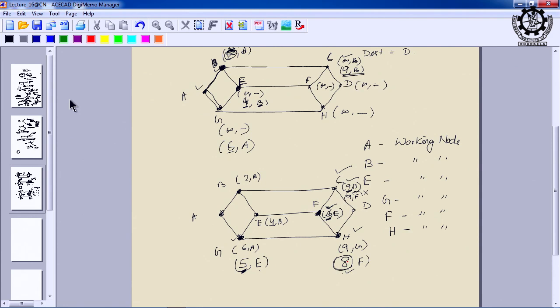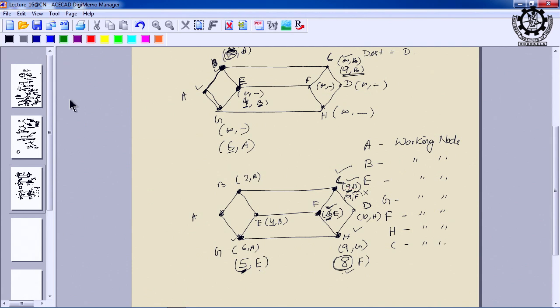Now, the adjacent node of H is D. So, if I go there, from H to D the cost is 2. So, definitely 8 plus 2 is now 10, via H, right. Now, check the nodes C and D. Who is having the lowest value? Definitely C. So, my next working node is C.